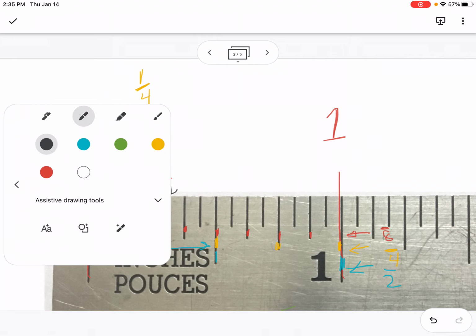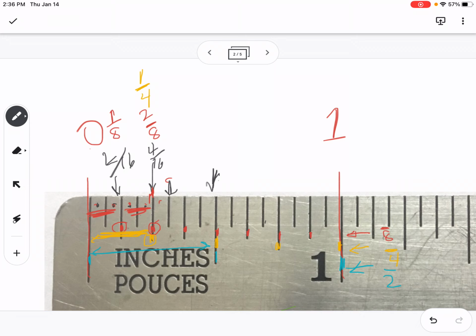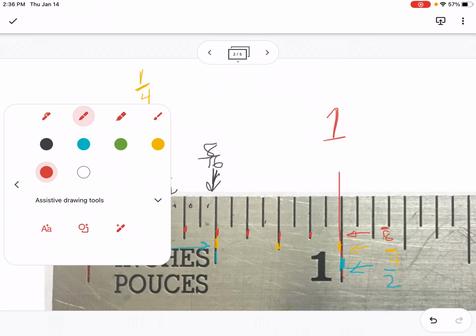Now, let's jump ahead down the ruler a bit to this place. So, matches up with a black line. So how many, or what is the name of this position on the ruler using the black 16ths? So 1, 2, 3, 4, 5, 6, 7, 8. So this is 8/16 on the ruler.